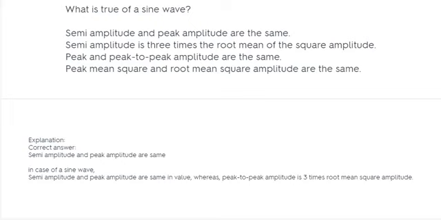Explanation. Correct answer: semi-amplitude and peak amplitude are the same in the case of a sine wave. Semi-amplitude and peak amplitude are the same in value, whereas peak-to-peak amplitude is 3 times the root mean square amplitude.